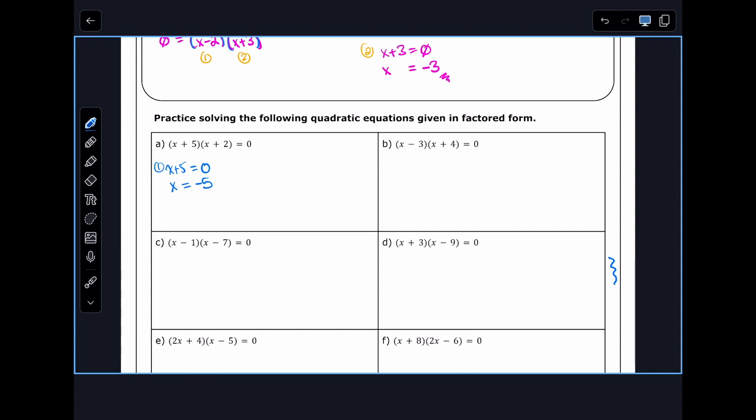Okay. And so for the second one, the second 0, we have x plus 2 is equal to 0. And just like the first one, we want to isolate the x, so we got to subtract 2 from both sides, which is going to leave us with -2.